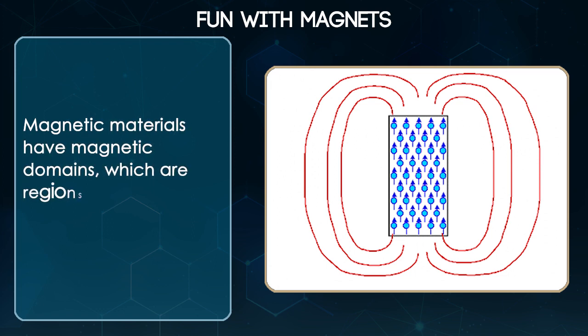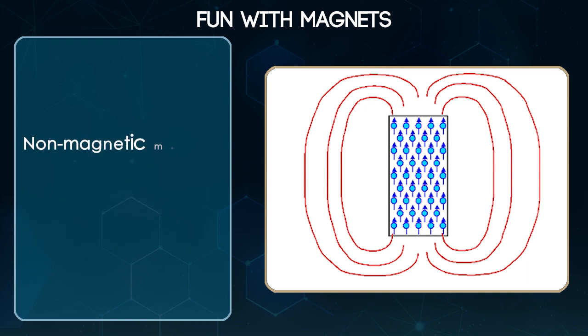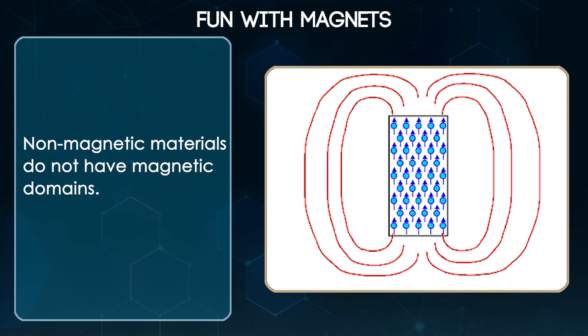Magnetic materials have magnetic domains, which are regions where the magnetic fields of individual atoms align. Non-magnetic materials do not have magnetic domains.